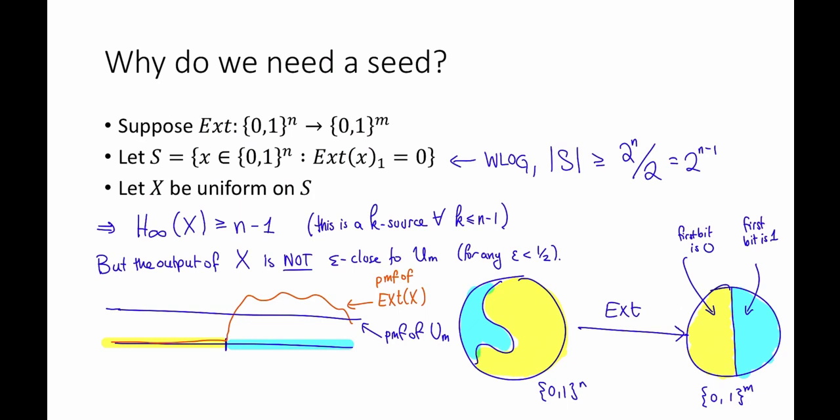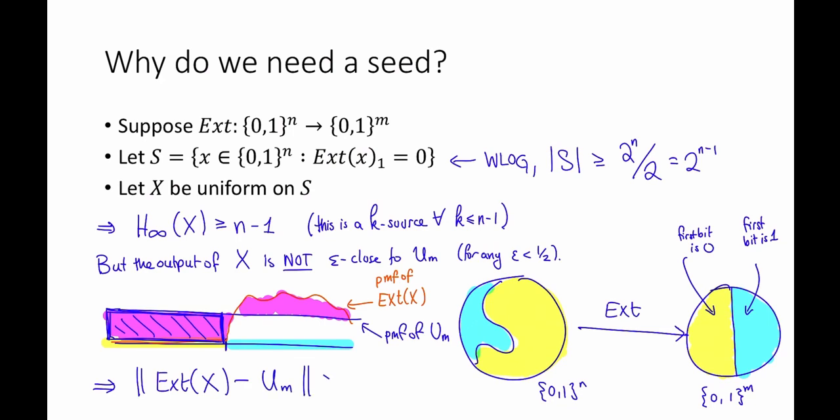And the total variation distance between these two distributions is given by this volume here. In particular, this volume here contains all of this volume, which is just a half, because it's half of the mass under the uniform distribution. So this implies that the total variation distance between the output of the extractor and the uniform distribution is large, greater than or equal to 1/2. In particular, if we wanted an (k, epsilon) extractor for any k less than or equal to n minus 1, and any epsilon strictly less than 1/2, no dice, we're out of luck. We really need a seed if we want to do that.